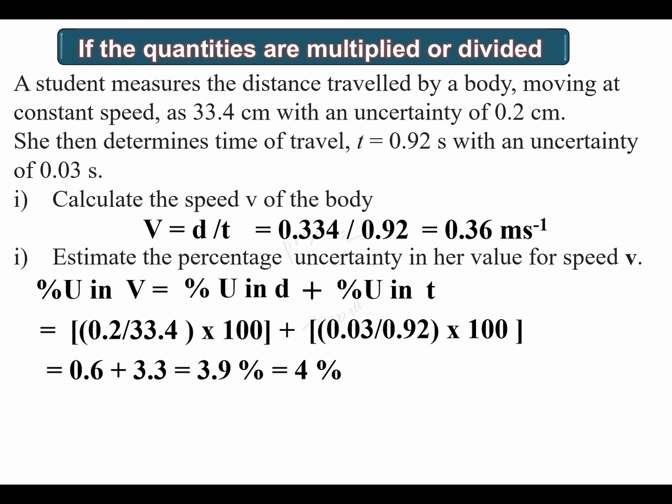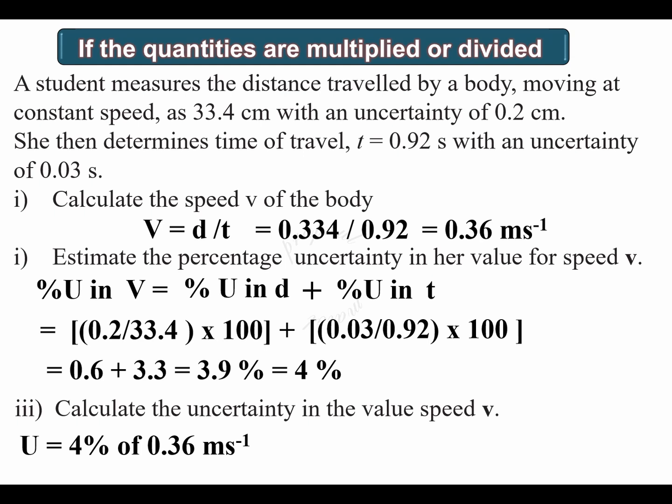Means you can write 0.36 meter per second plus or minus 4%. If you want the uncertainty, like how much meter per second that is, you can easily convert it. Just find what's the 4% of 0.36. Now you can write 0.36 plus or minus 0.01 meter per second. If the quantities are multiplied or divided, you will never get the uncertainty directly. First, you will get the percentage, then you can convert to uncertainty.